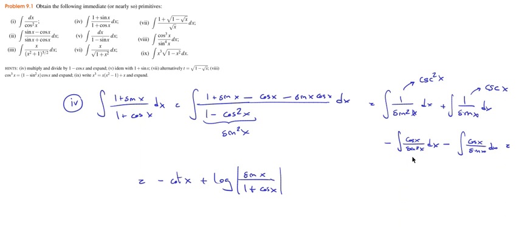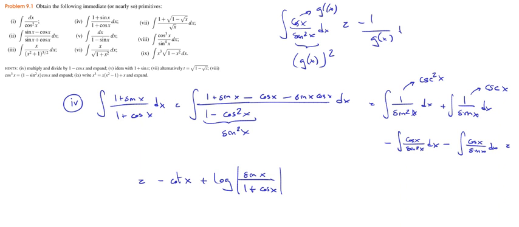Then we have this one, cosine divided by the sine squared. This is g squared, and this is g prime. So the primitive of this is minus 1 over g, plus c. Minus that is plus 1 over the sine, which is the cosecant of x. And then you have minus the logarithm of the sine of x, plus c. This is this primitive.